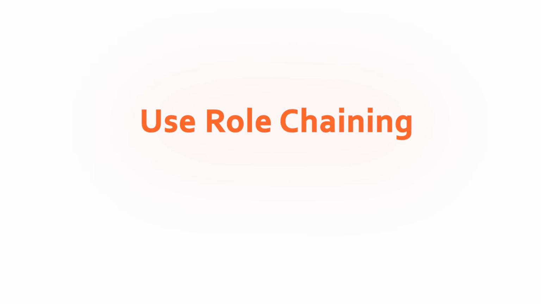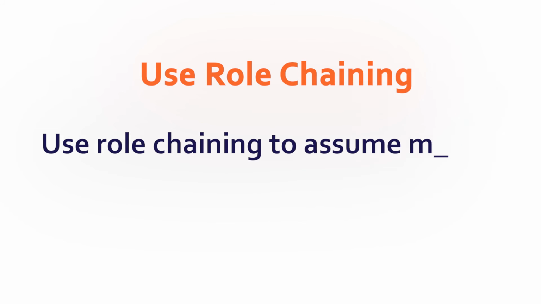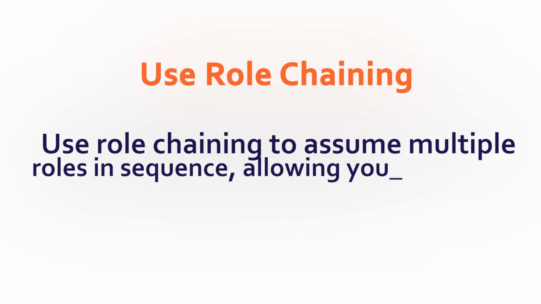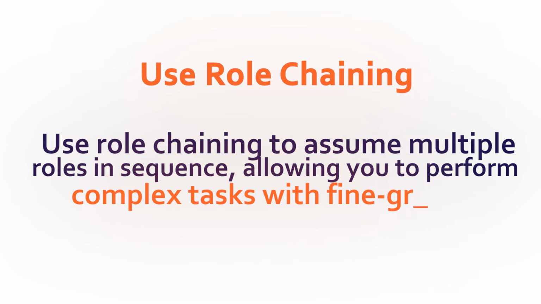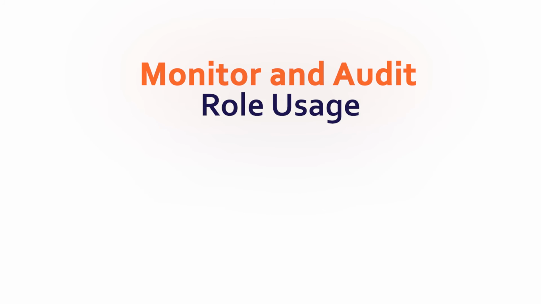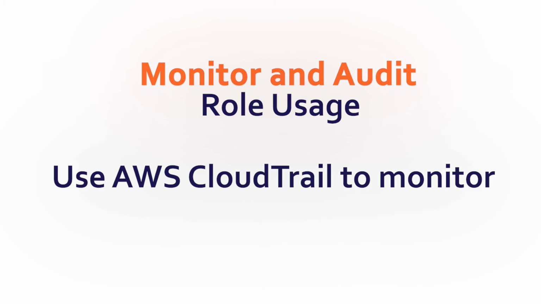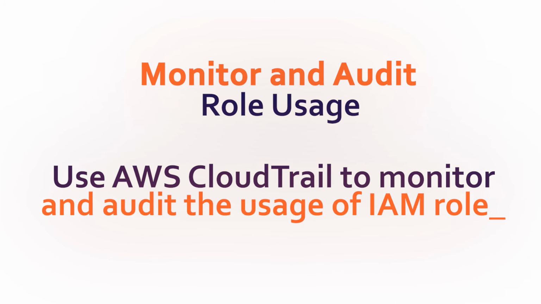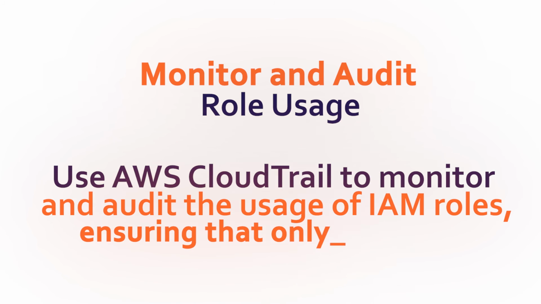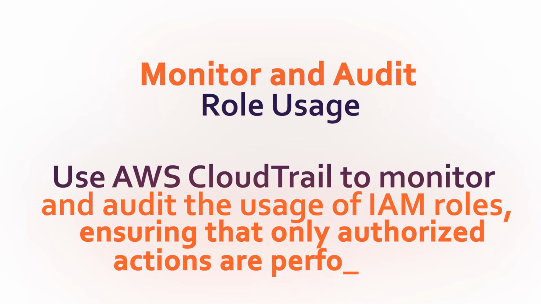Use role chaining. Use role chaining to assume multiple roles in sequence, allowing you to perform complex tasks with fine-grained permissions. Monitor and audit role usage. Use AWS CloudTrail to monitor and audit the usage of IAM roles, ensuring that only authorized actions are performed.